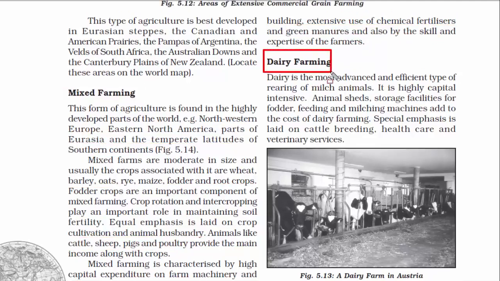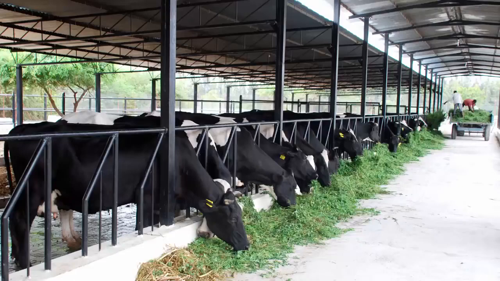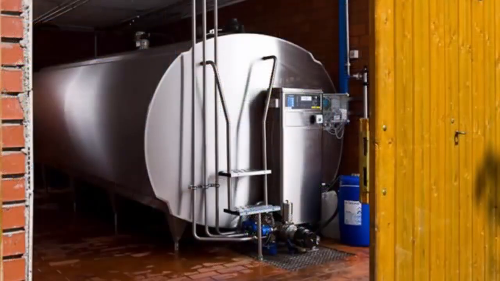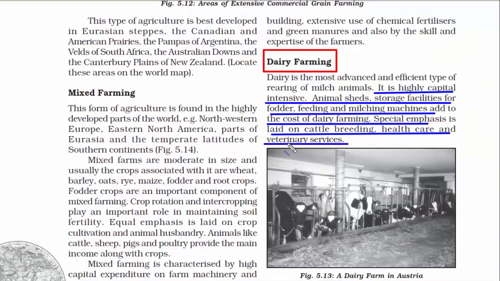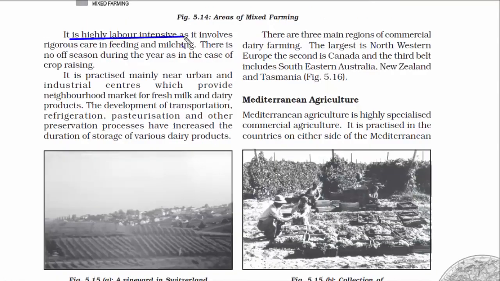And the next one is dairy farming. Dairy products are highly commercial. Therefore, this is a capital intensive activity. You will need a huge amount of investment in animal sheds, storage facilities for fodder, feeding, and milking machines. Then you also need to invest in cattle breeding, healthcare, and veterinary services. So it all adds to the cost of dairy farming. You will also need a lot of labor to run a dairy farm, and that adds to cost as well.